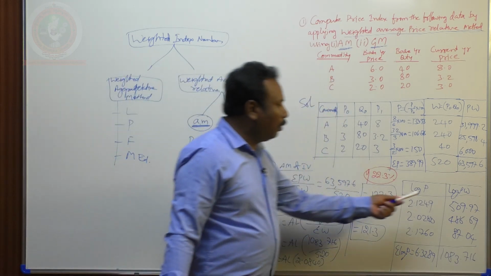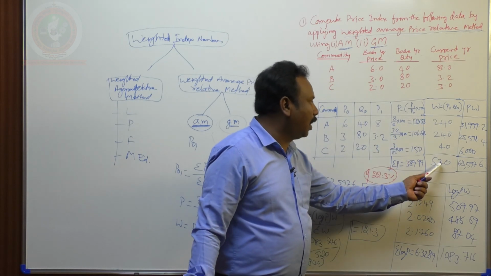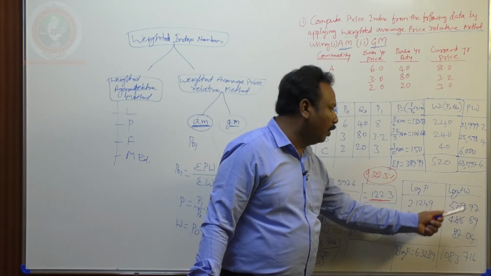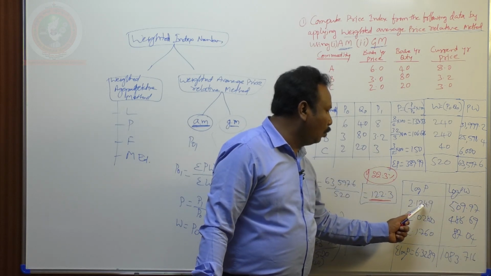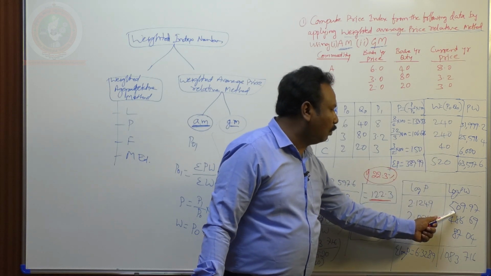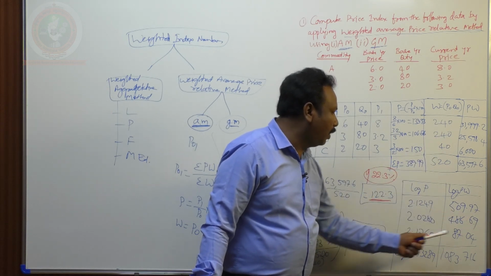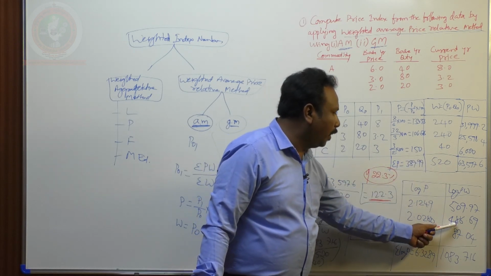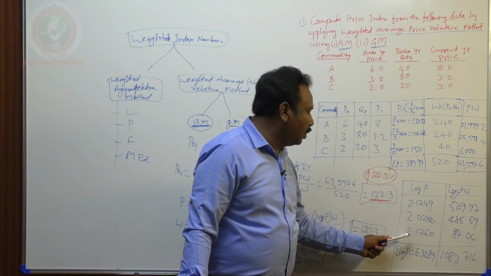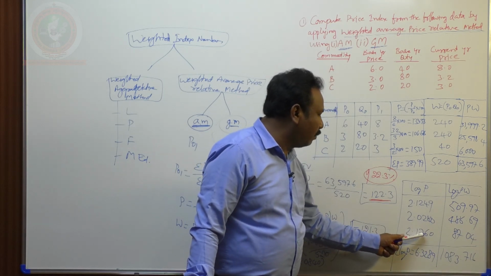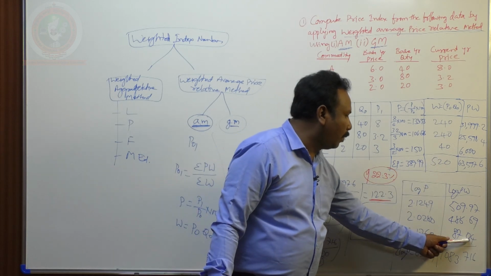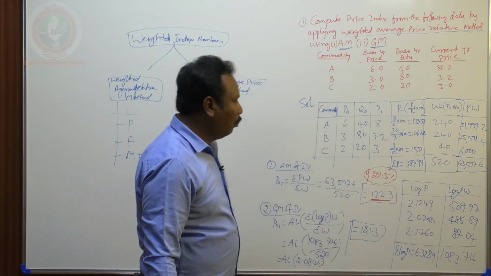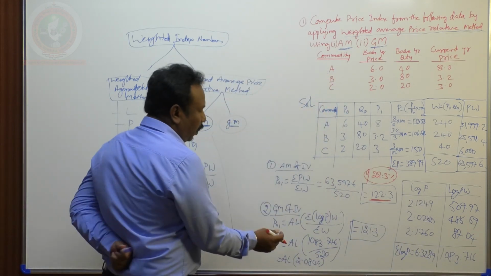Like that, log P is calculated, then weights are applied, log P into weights, that is we will get log PW. 2.1249 into 240 is 509.97. The second one is 2.0280 into 240, 486.69, and the third one, commodity C, is 2.176 into 40, so 87.40. Summation of log PW is 1083.1761. So that is the formula.